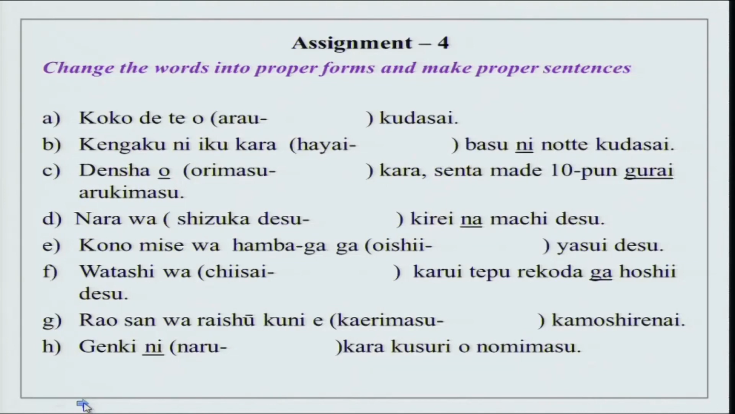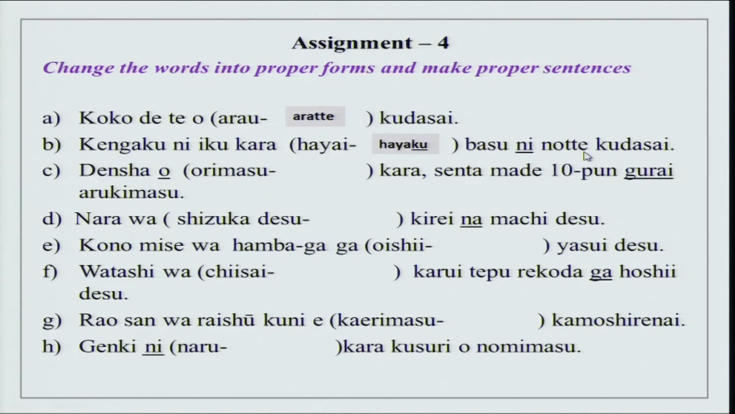Well, the next one is change the words into proper forms and make proper, meaningful sentences. So the first one is koko de te o arau. The verb is in plain form, and with kudasai, as we always use te kudasai, aratte kudasai. Then kengaku ni iku kara hayai bus ni notte kudasai. Quickly, hayaku bus ni notte kudasai. Please get on the bus very quickly.